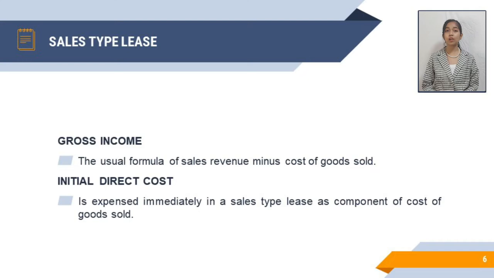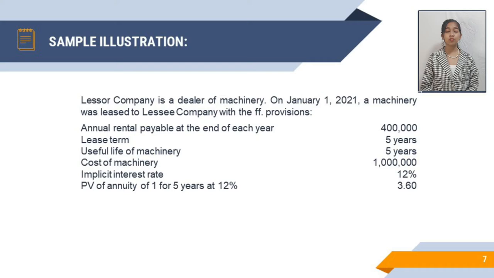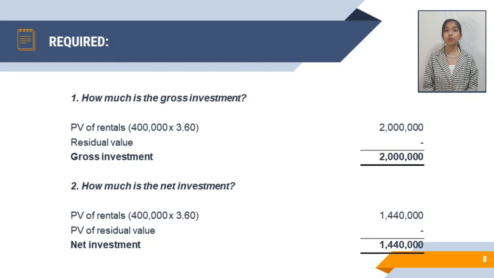So, let's see this sample illustration for us to appreciate more our discussion. The lessor company is a dealer in machinery. On January 1, 2021, a machinery was leased to the lessee company with the following provisions. The annual rental payable at the end of each year amounts to 400,000. The lease term is 5 years. The useful life of the machinery is 5 years as well. The cost of the machinery is 1 million. The implicit interest rate is 12%. And the present value of an annuity of 1 for 5 years at 12% is 3.16. So let's solve the following requirements.